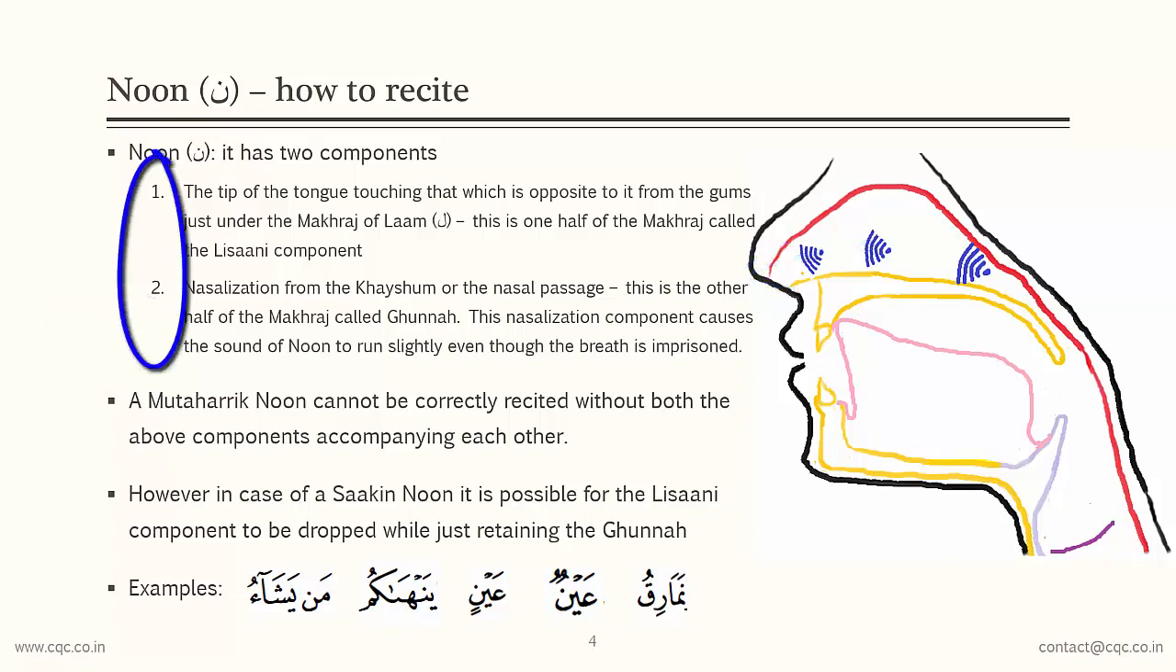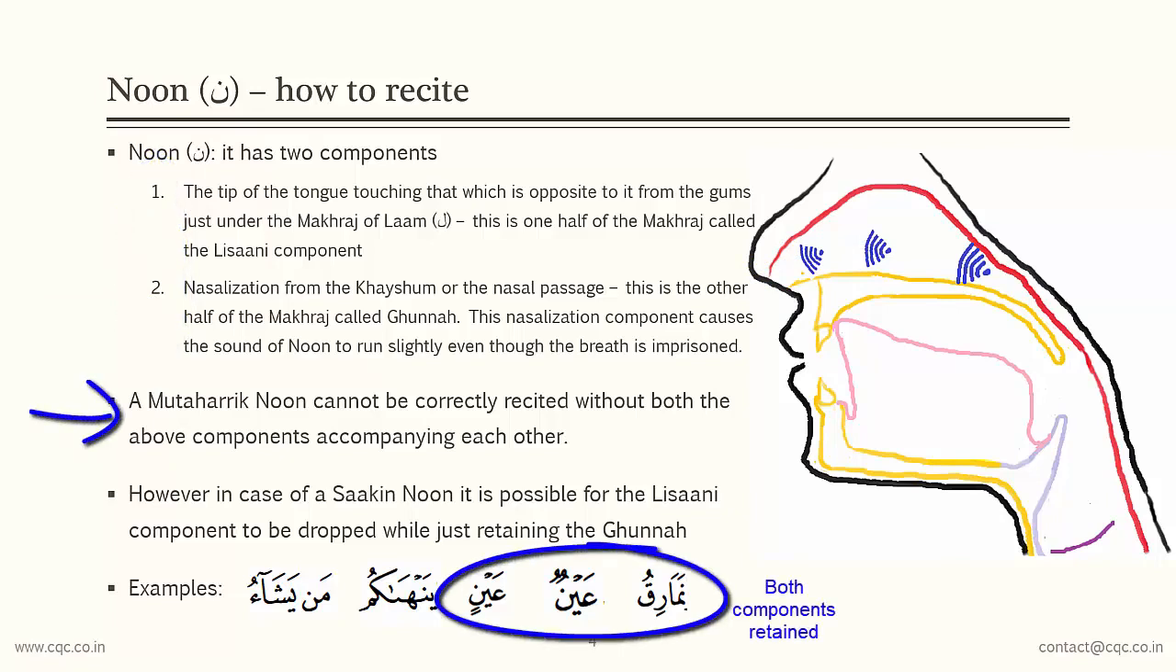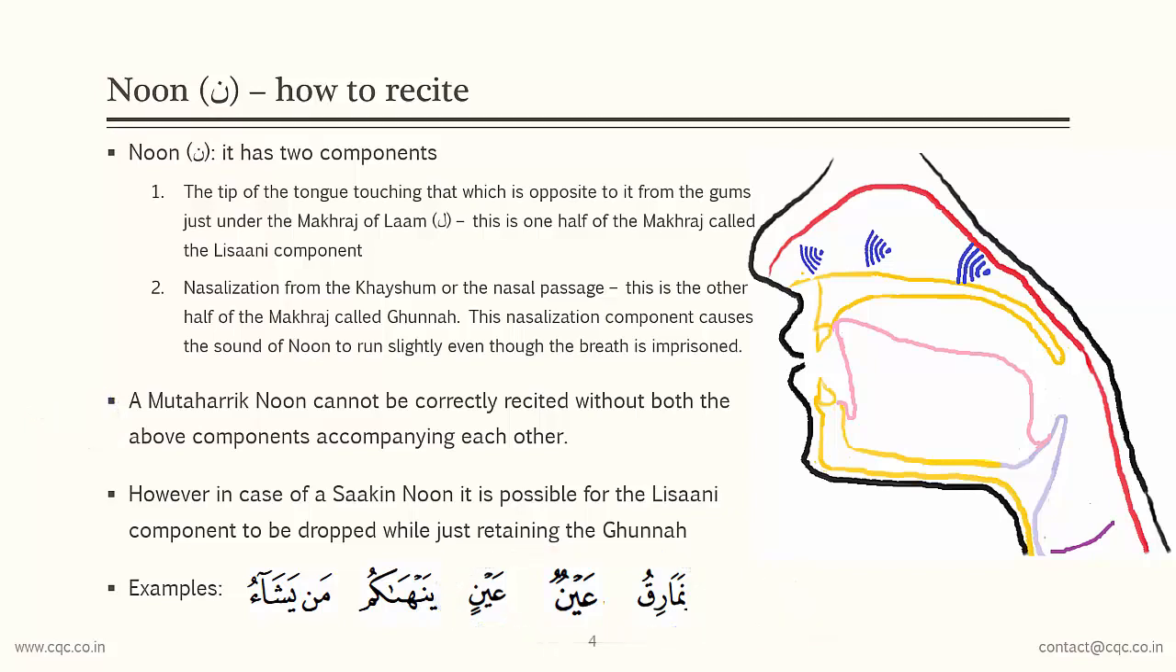So both these components must exist whenever we recite a mutaharrik Noon. Look at these examples. Namariqu, Aynun, Aynin. In all these examples, the letter Noon was recited from both of its makhraj components.